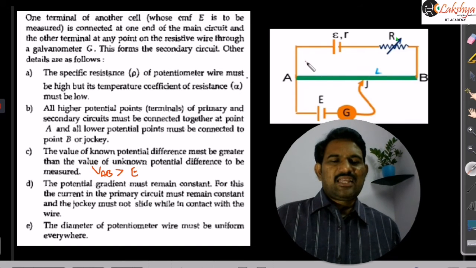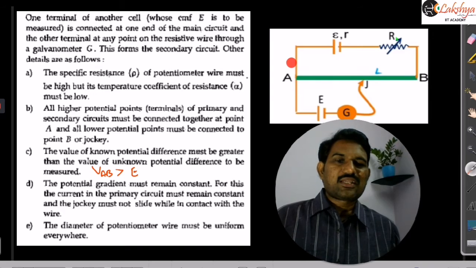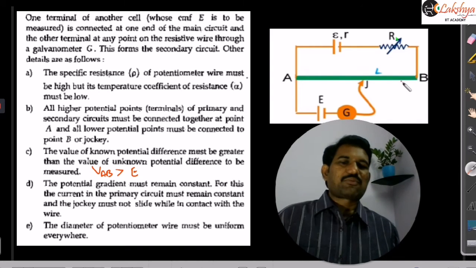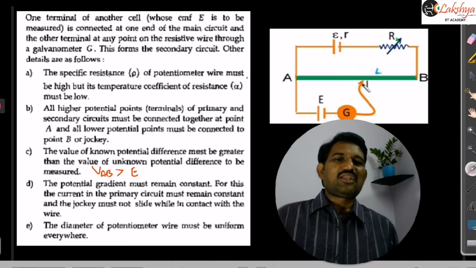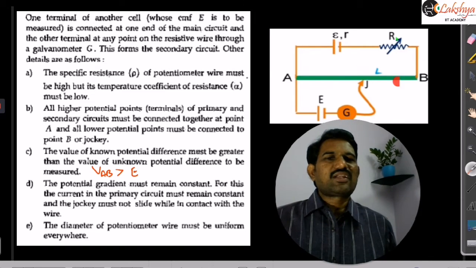So we will now define the potential gradient, which we defined previously as the potential difference per unit length of the rheostat wire. That potential difference must be constant throughout the experiment. So throughout the experiment, we should maintain a constant potential difference, and that is possible when a constant current is flowing through this primary circuit here.